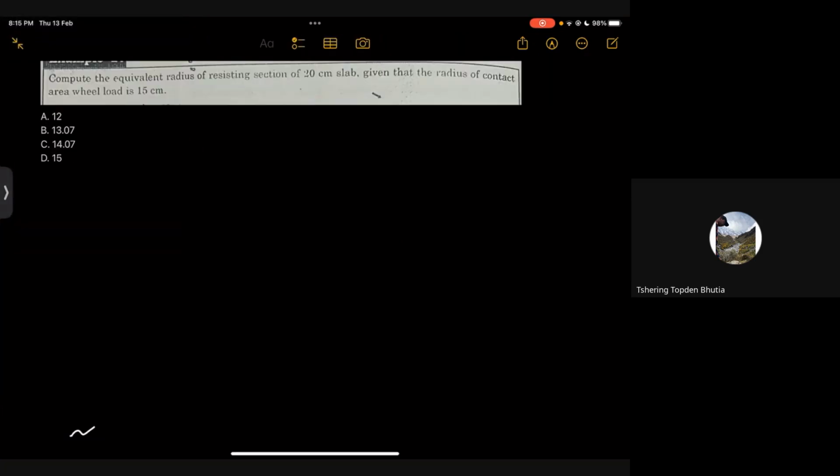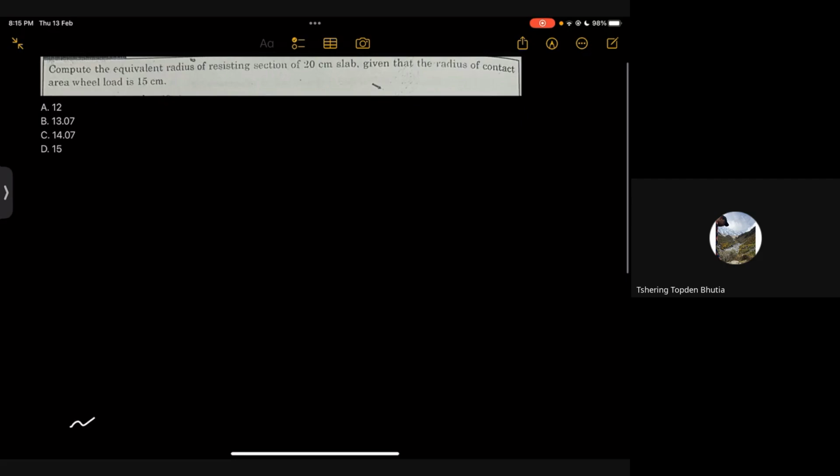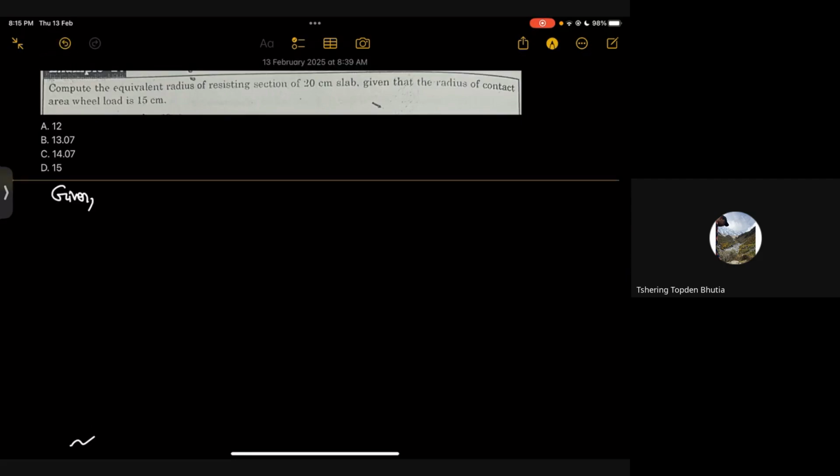Okay, so this is the first MCQ. I think the polls are on. So let us calculate the radius of resisting section. Calculate the radius of resisting section of a 20 centimeter slab. H is equal to 20 centimeters. Given the radius of contact area, that is small a, is equal to 15 centimeter.